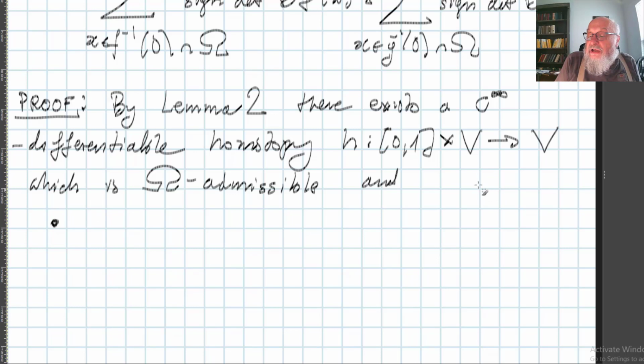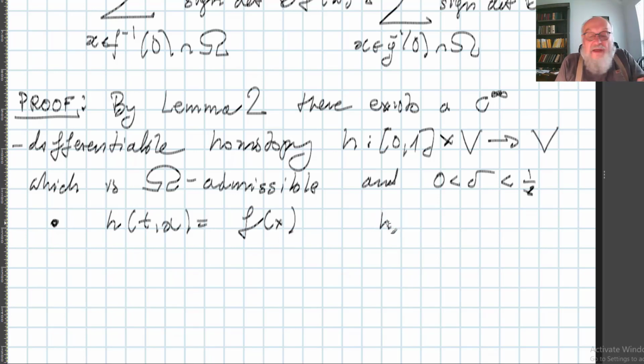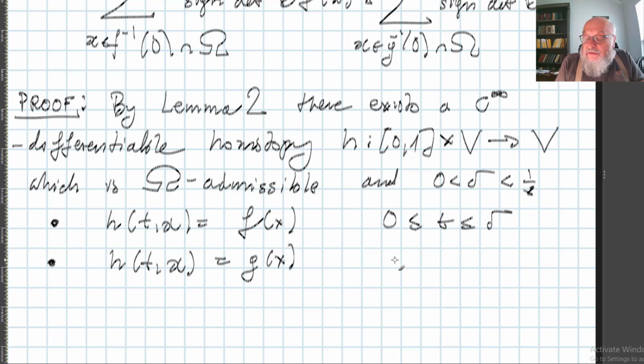And we have these two conditions. For some delta smaller than 1/2, larger than 0, we have two conditions. So this means h_t(x) is equal to f(x) when 0 is smaller or equal to t smaller than delta. And the second bullet is h_t(x) is equal to g(x) when 1 minus delta is smaller or equal to t. That's what we have.